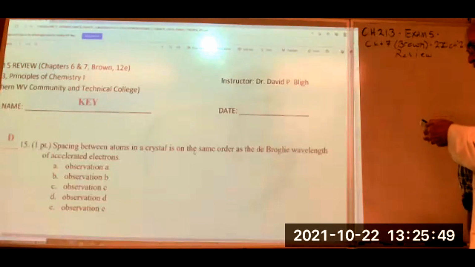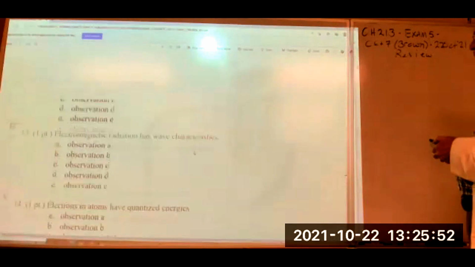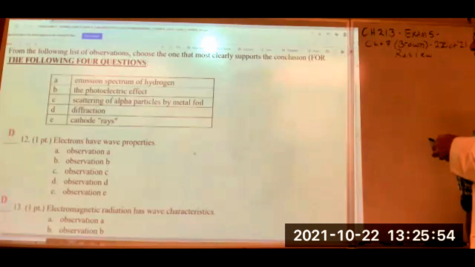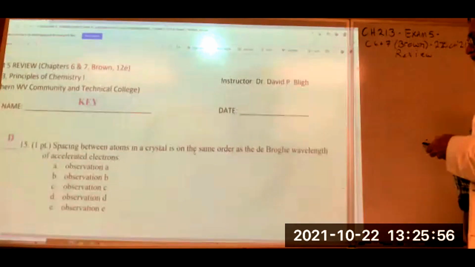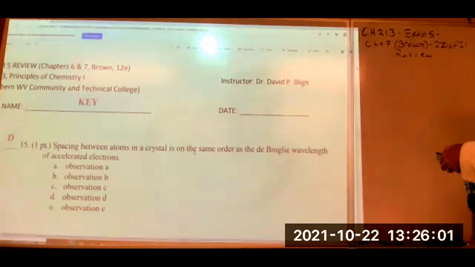Okay, so which one does it correlate with? Well, like I said before, if it has anything to do with wavelength, it has to be diffraction.